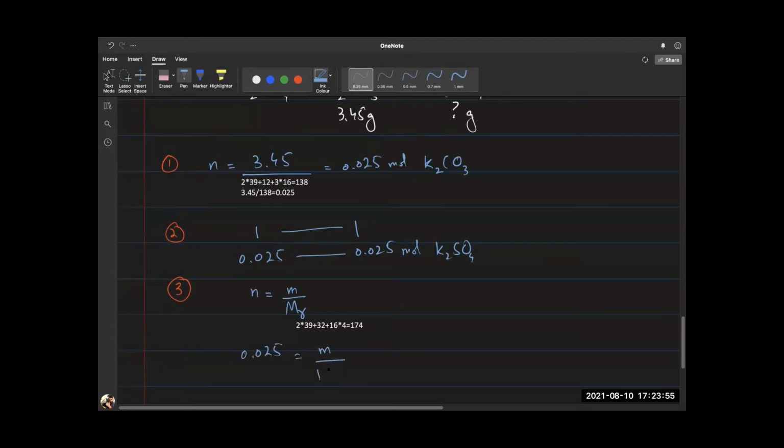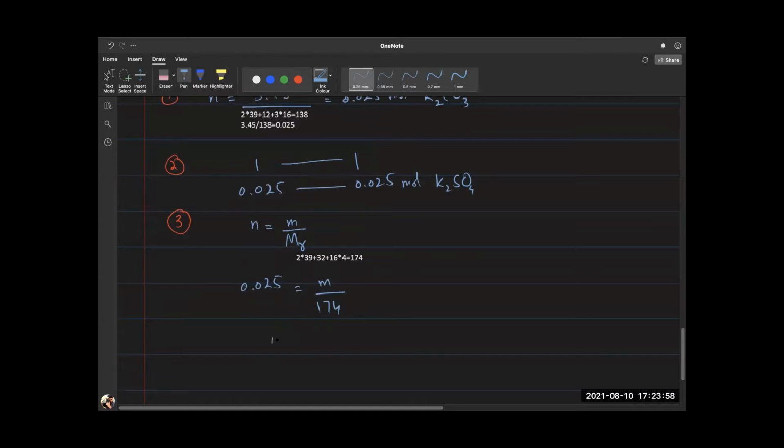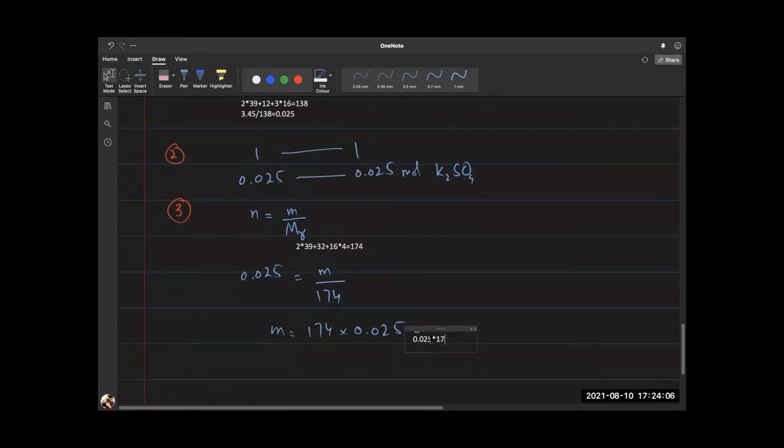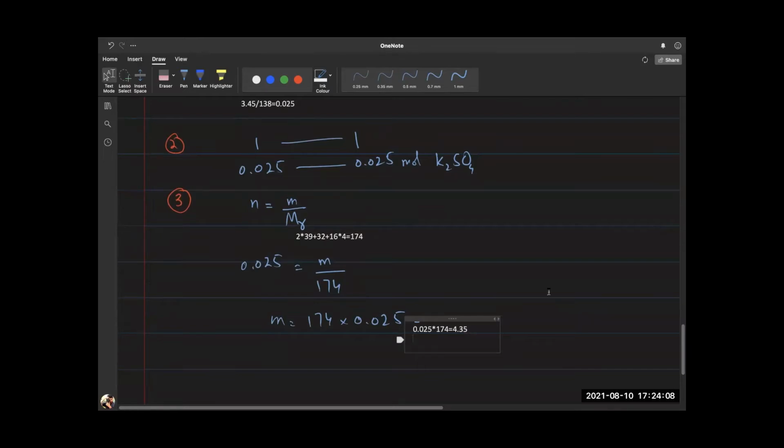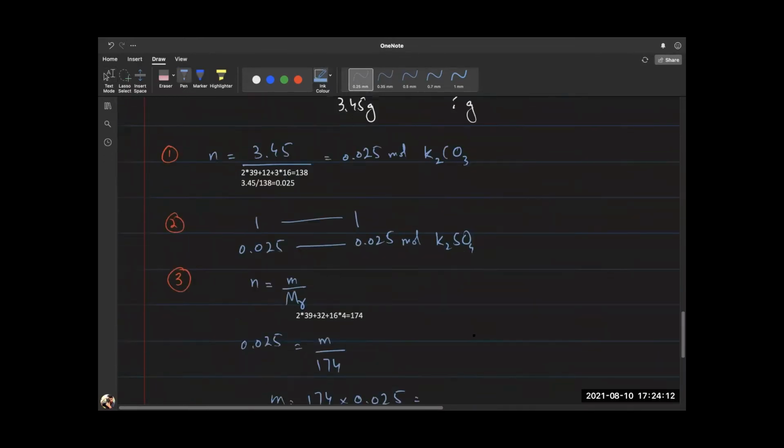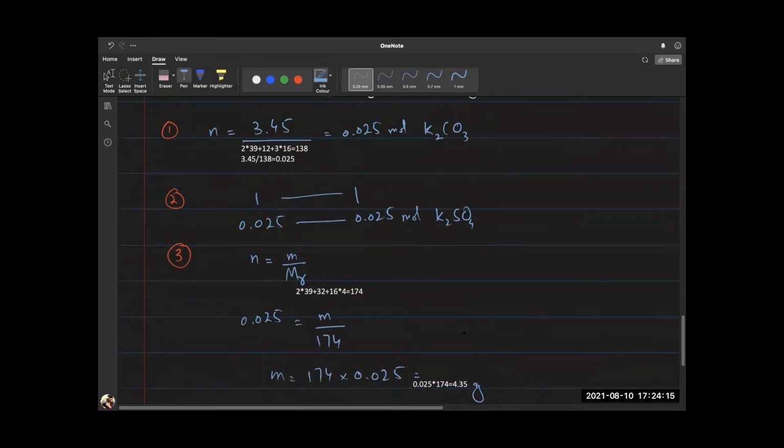Mass is, 174 is the MR. So mass comes out to be 174 times 0.025, which is 4.35 grams. And that's my answer. Okay, there you go. So 3 steps and we're able to do it.